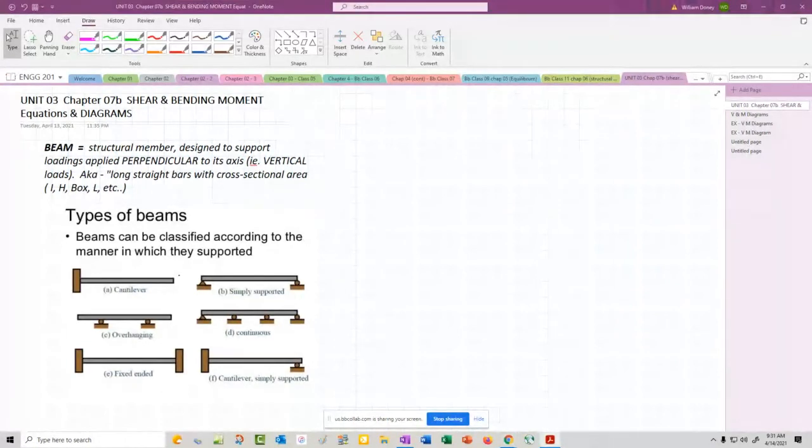It's probably something that the textbook should have covered at the beginning of Chapter 7 or maybe even earlier, because we've been working with beams. It's just a little review of what's going on here with a beam. A beam is defined as a structural member designed to support loadings applied perpendicular to its axis. They are typically horizontal with loadings that are vertical.